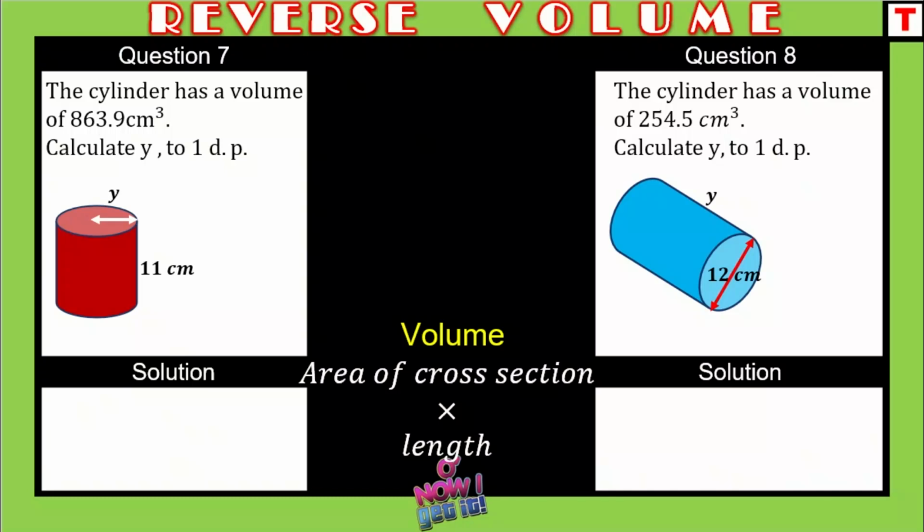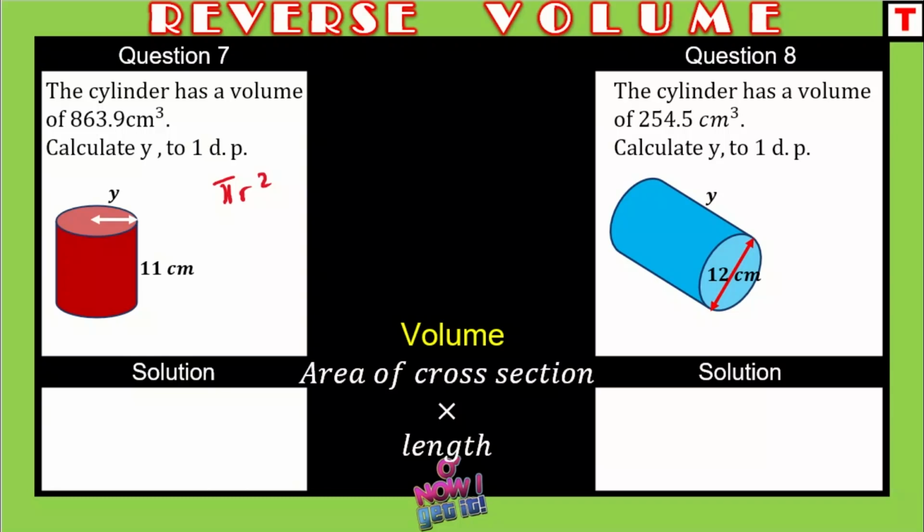For the very last part of what we're going to be doing here, we're going to be focusing on working out the volume reversely for a cylinder. So in this case, let's have a look at question number 7. So keep in mind what the formula is for working out the area of a circle, which is pi r squared. Pi r squared is what we need for the area of the circle.